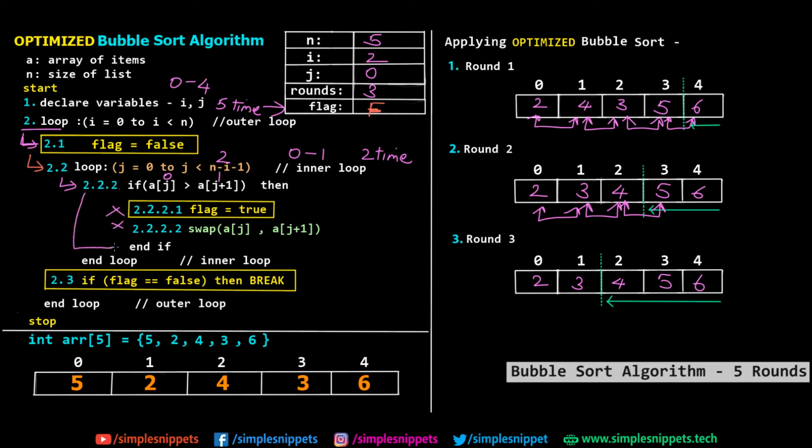We will come at end if. We will come at end loop. That is ending the inner loop. Again go at the start of the inner loop. J will now become 1. Is 1 less than 2? Yes. Let me update the j value over here also.